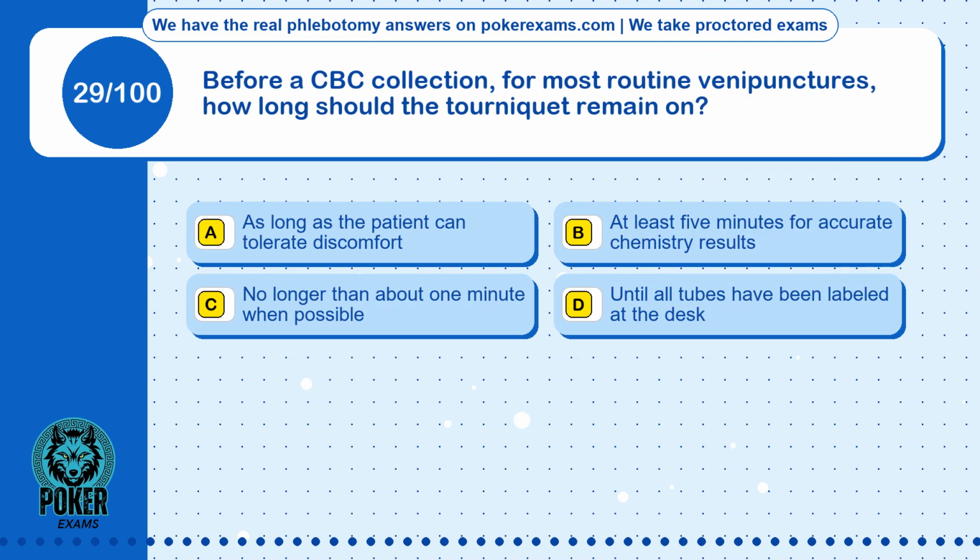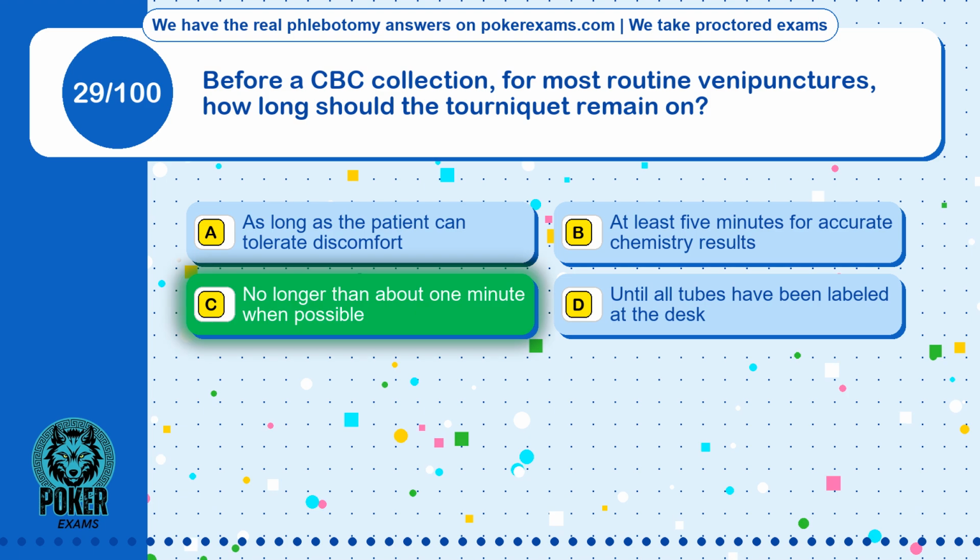Question 29. Before a CBC collection, for most routine venipunctures, how long should the tourniquet remain on? Option A: as long as the patient can tolerate discomfort. Option B: at least 5 minutes for accurate chemistry results. Option C: no longer than about 1 minute when possible. Option D: until all tubes have been labeled at the desk.